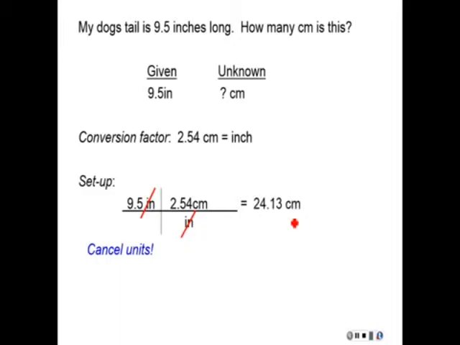Now I'm going to do the math and I get this for an answer. So I have to round off according to significant figures. Now the only thing I'm going to use is the given information for that. So two significant figures here means two significant figures here. And I get then 24 centimeters, which is my two significant figures. Okay, not too hard. Let's try another one.